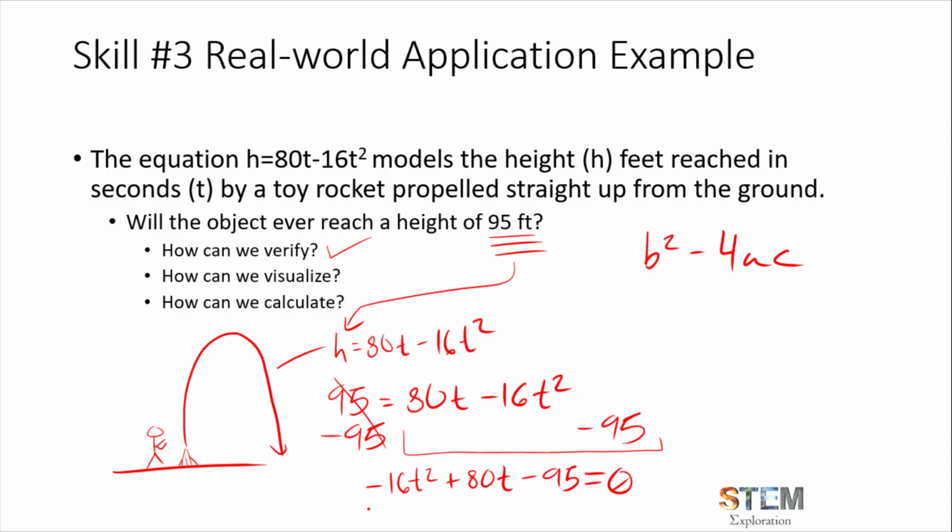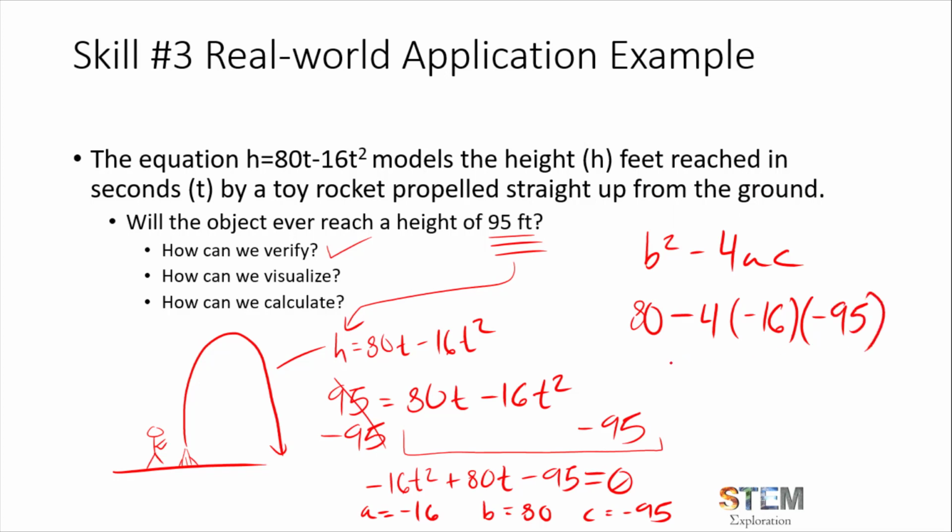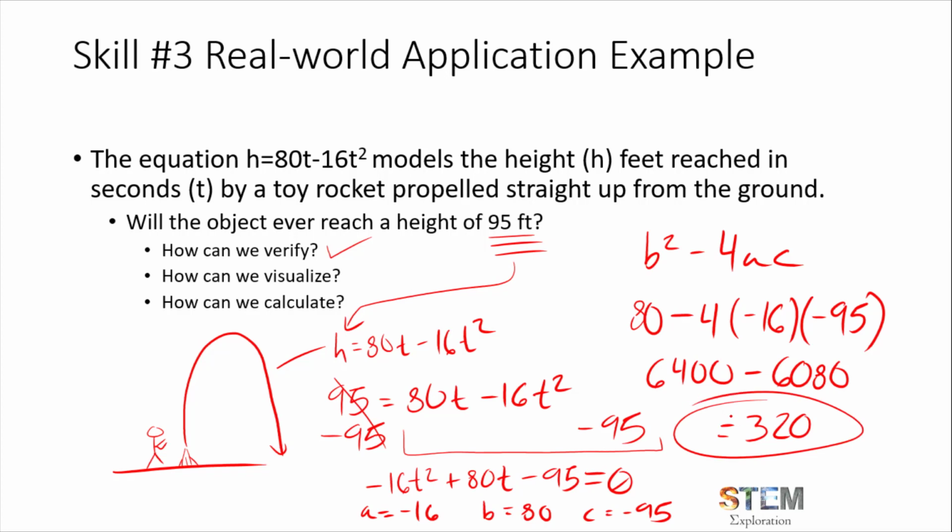So in this case, remember, a is equal to negative 16, b is equal to 80, and c is equal to negative 95. If we plug that in here, we're going to get 80 squared, which gives us a nice big positive number. And then we're going to go 4 times negative 16 times negative 95. If you punch this out, you'll get 6,400 minus 6080. And what you'll find is that the discriminant will be equal to 320. So this tells us there's going to be 2 real solutions. This is good. We wanted to know this.